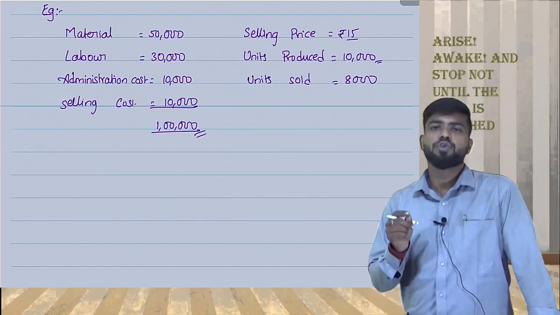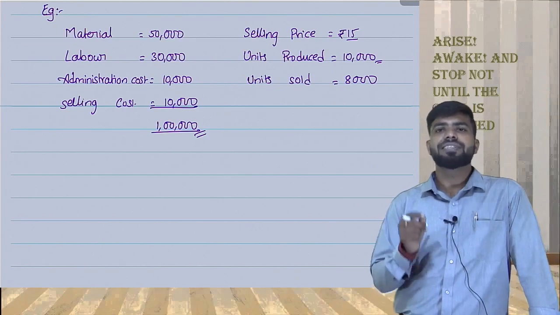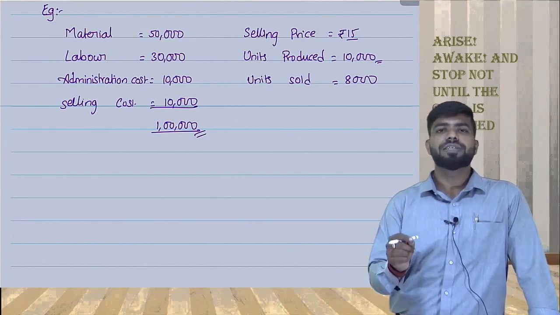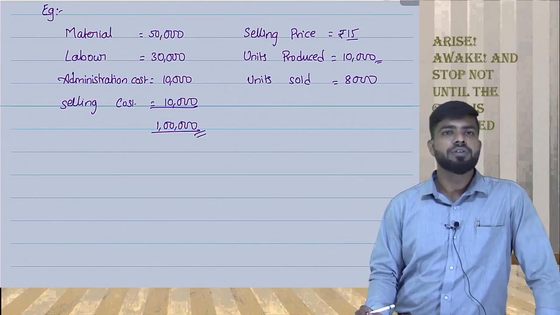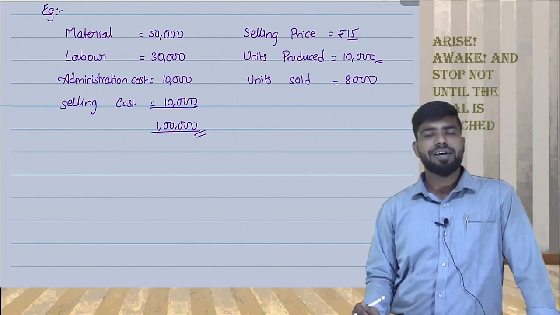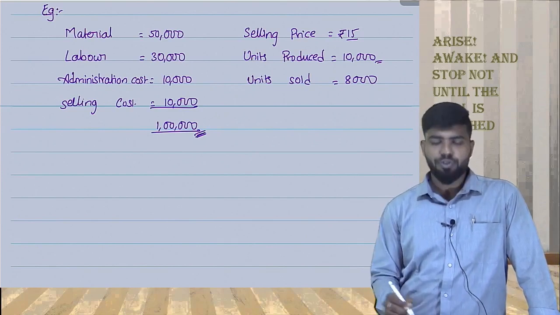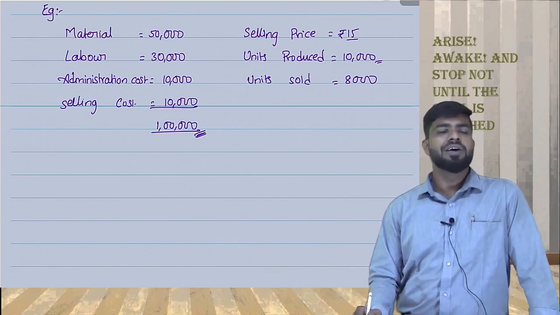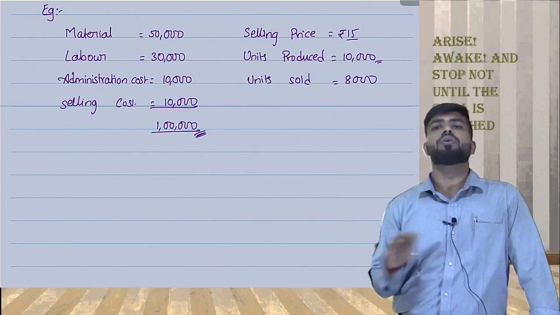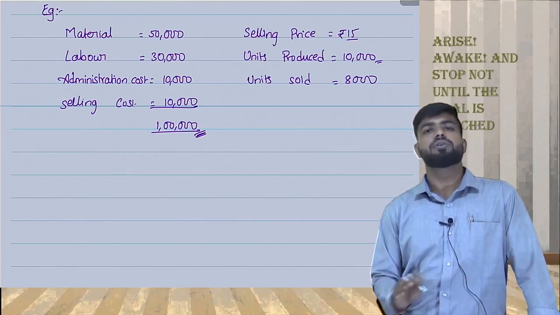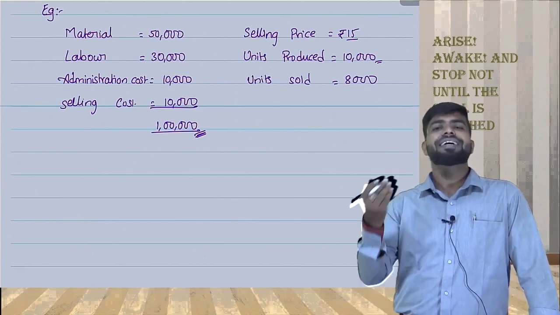Okay, now tell me how much is the sales? Units sold is 8,000, selling price is 15 rupees. So 8,000 into 15 rupees, how much does it come to? 1,20,000. Am I correct? So 1,20,000 rupees is the sales. Cost is 1 lakh rupees. 1,20,000 minus 1,00,000 is the profit. Am I correct? Absolutely no.